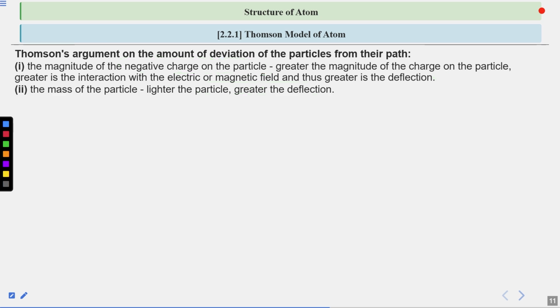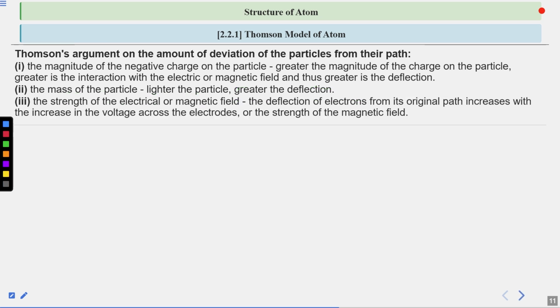Second thing was the mass of the particle. So lighter is the particle, greater is the deflection. What is the third point? The third point is the strength of the magnetic field. If you apply a greater electrical or magnetic field, the original path will be deflected in a much greater way. Got it? Any doubt in these 3 points?